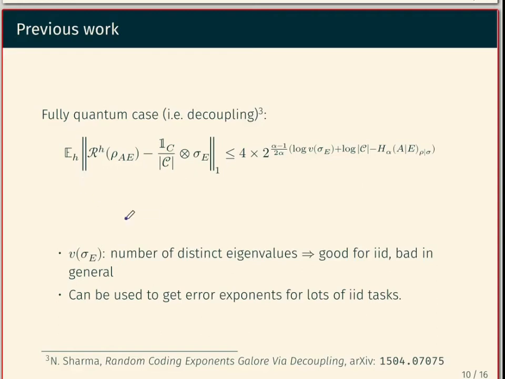And finally, in the fully quantum case, the decoupling case, Sharma has a theorem that looks a lot like Hayashi's CQ theorem. The bound looks like this. Again, we have the part of it that we want, and again we have this number of distinct eigenvalues here. That has the same drawback. Again, it's good for IID because it's only polynomial, and it's bad in general. This can be used to get error exponents for lots of IID tasks in quantum information theory. This is all done in this paper, hence the title, Exponents Galore.